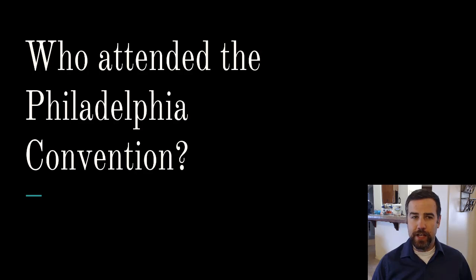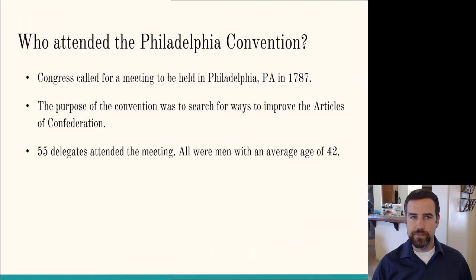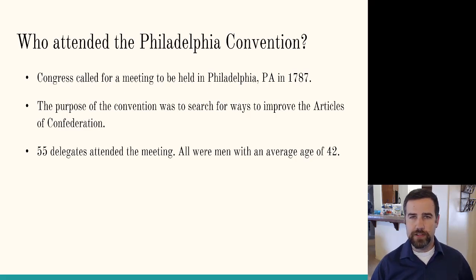So first, let's take a look at who attended the Philadelphia Convention. Just to recap before we get started, remember the first government that was created for the United States was the Articles of Confederation. After the Revolutionary War and after Shays' Rebellion, many Americans were concerned that our national government did not have the strength to protect the rights of its citizens. And so Congress asked for a meeting to take place in Philadelphia in 1787 to discuss revising and changing the Articles of Confederation.